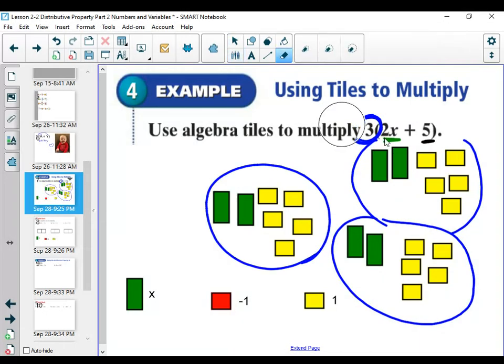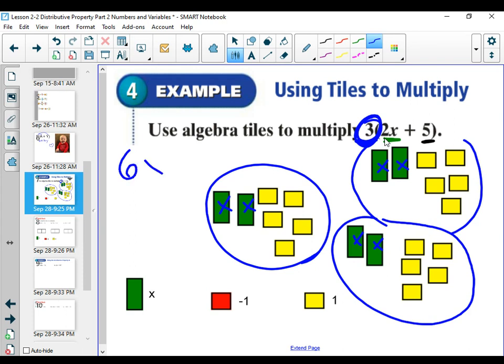Okay, now I have my 3 combinations of 2 x's and 5 positives. Now there is an adding sign, so I'd like to add that all together. 1x, 2x, 3x, 4x, 5x, 6x. One positive, 2 positives, 3, 4, 5, 6, 7, 8, 9, 10, 11, 12, 13, 14, 15. 15 of the things called positives.